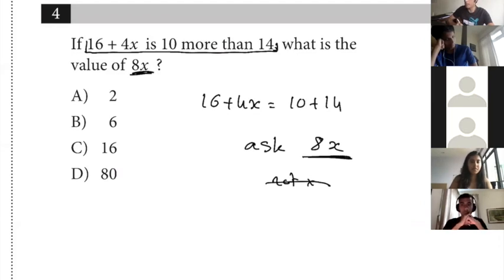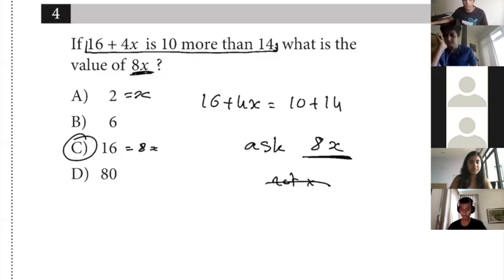Be careful. Some of you still put 2, 2 equals x, but 8x is 16. So the right answer was 16, but most of you got this. This is why we do reading questions properly, so that some of you don't get stuck with 2. This is an easy question. You just need to read the question properly.